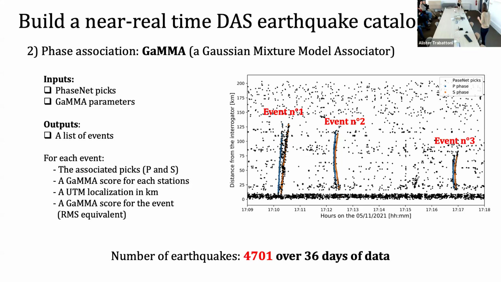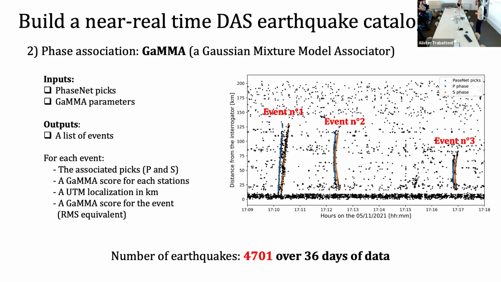And for each event, we have the associated picks and the GaMMA score for each station. The localization given by GaMMA is in UTM, so it's in kilometers, but it's not a good localization because it's based on a one-layer model, so a homogeneous model. It also gives us a GaMMA score, a kind of RMS equivalent. And for 36 days of data, we have around 4,700 earthquakes clustered by GaMMA.